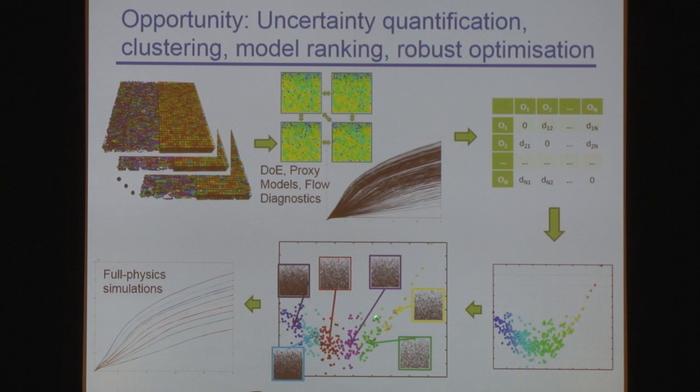And rather than running everything in a full physics reservoir simulation with lots of effort, we then carefully pick out a representative model from the blue region, from the green region, et cetera. We apply a full physics simulation to those. We get a good idea of how variable the behavior of our fractured reservoir is, rather than honing in and jumping to one single model.